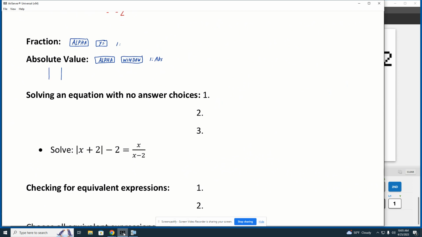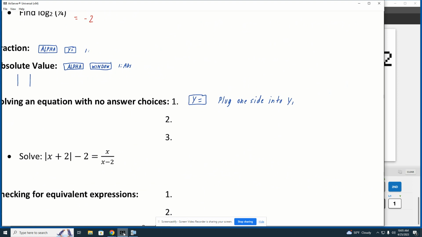Well, here's what we can do. 1, we can go to y equals, we plug one side into y1 and one side into y2. So let me show you what I'm talking about. See the equal sign here, guys?